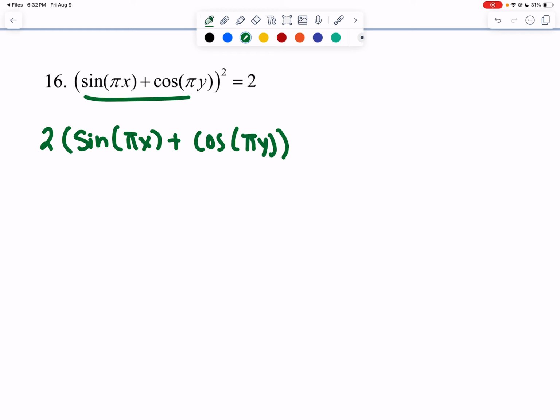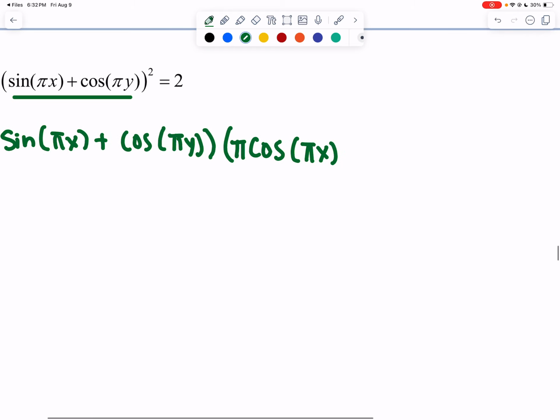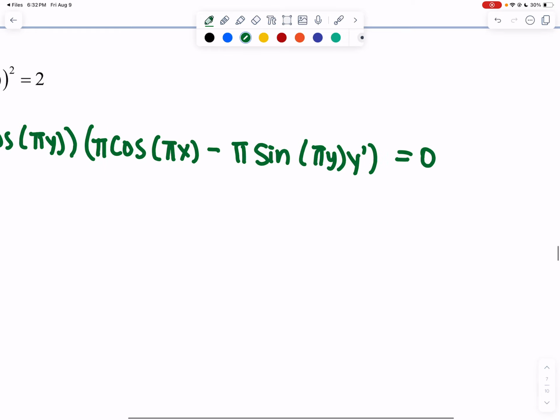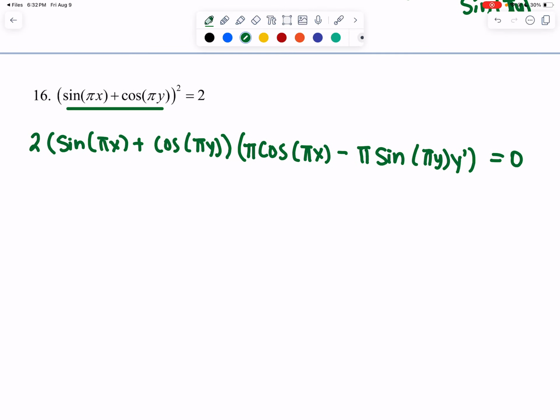is use chain. So then we're going to take the derivative of this here. And once again, that's going to be cosine pi x times pi. And then we have minus pi sine pi y prime is equal to 0. Okay, this is a mess already. I don't like it.